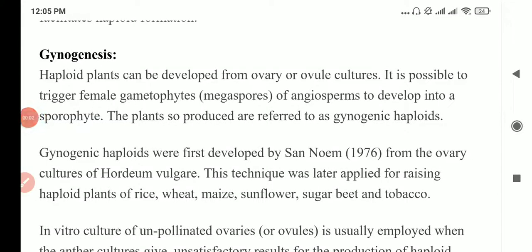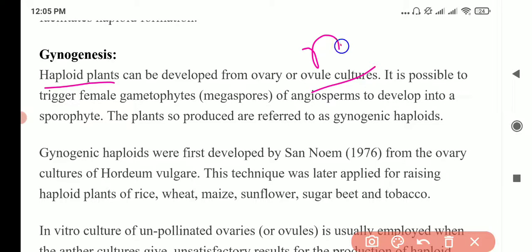So we have done production of haploids by anther, and then we also did by pollen culture. Now we'll do by ovule culture. This is known as gynogenesis. When you synthesize a plant via your ovule, it is also known as gynogenesis. So we can develop haploid plants from the ovary or the ovule cultures, because the ovule is having only one set of chromosomes. It is only N.